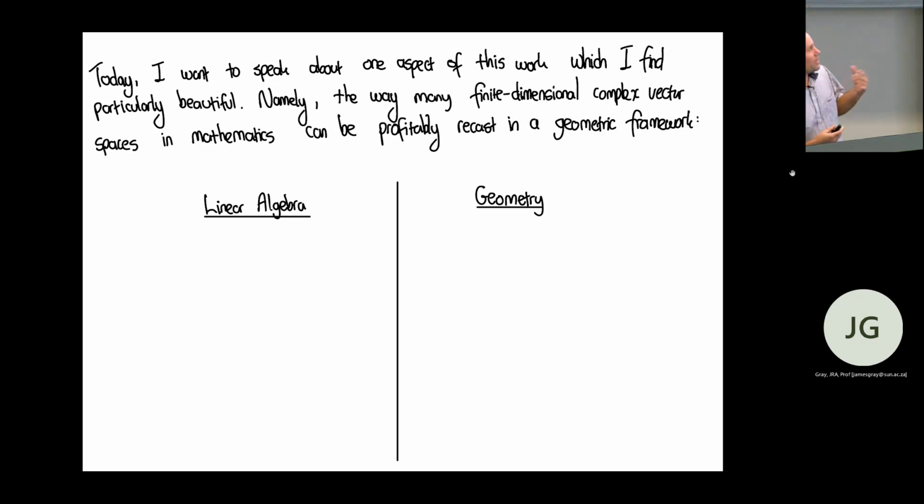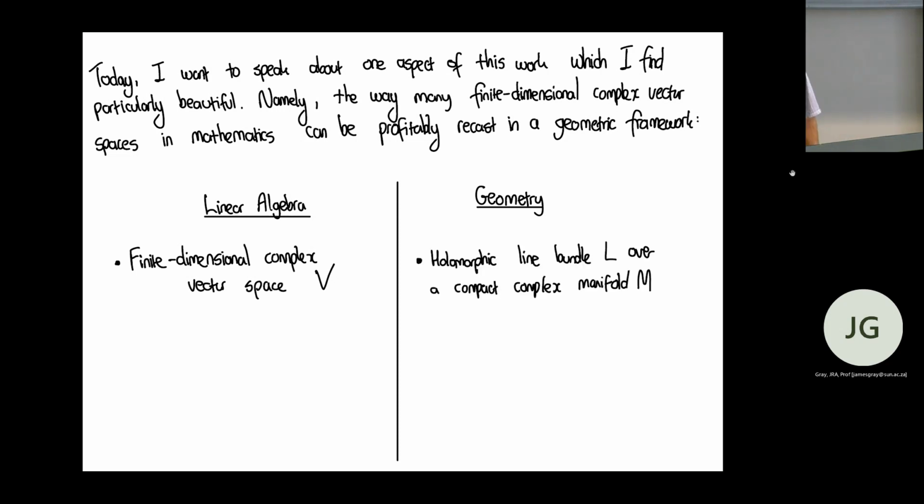So there's this nice dictionary, which I'm going to spend the first half of the talk explaining, between linear algebra and geometry. In linear algebra, we have the concept of a finite-dimensional complex vector space. And in geometry, we have the concept of a holomorphic line bundle, L, over a compact complex manifold, M. I'll explain what those terms mean in a second.